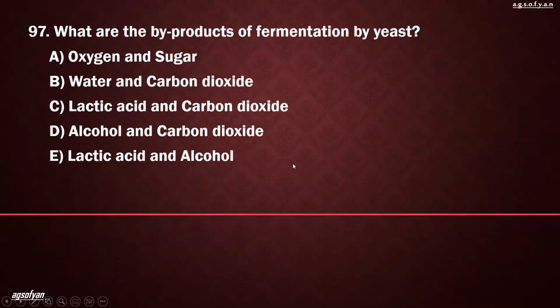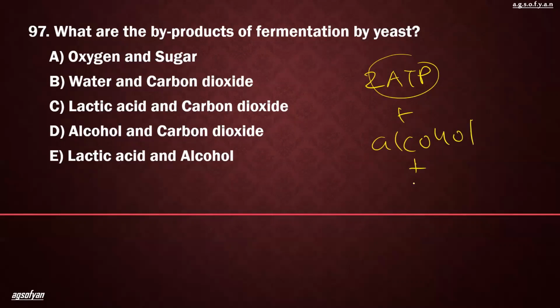What is the byproduct of fermentation of yeast? When yeast ferment the glucose, it will produce 2 ATP, which is the main product, plus alcohol and carbon dioxide. So which one is the byproduct of yeast fermentation? D. Yes, alcohol and carbon dioxide.